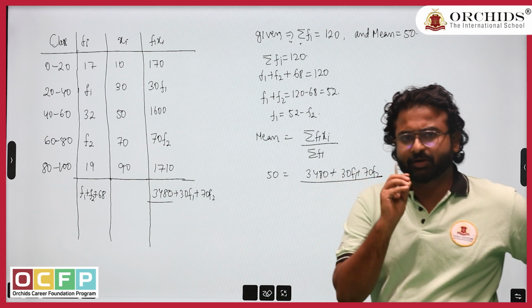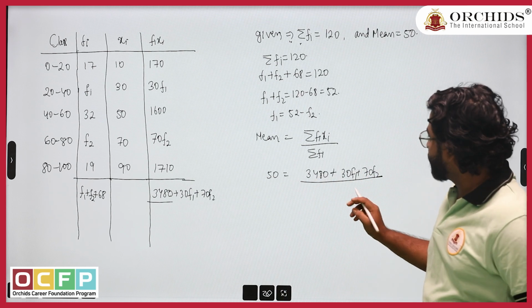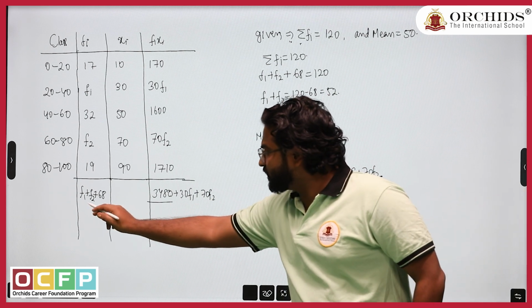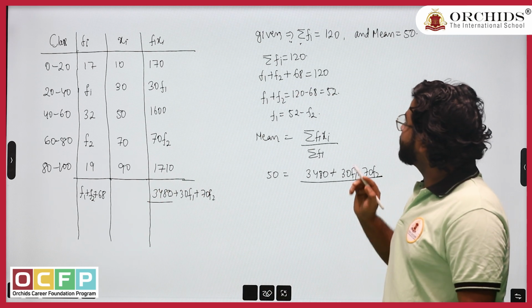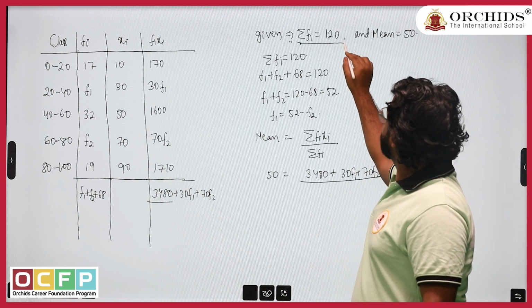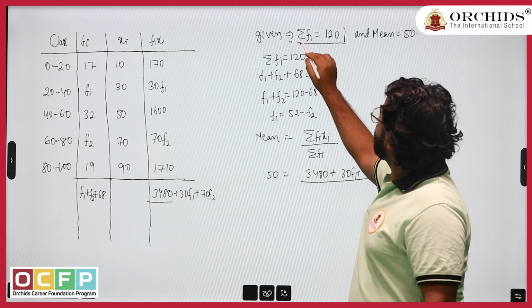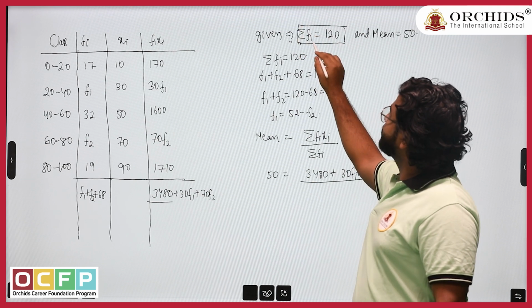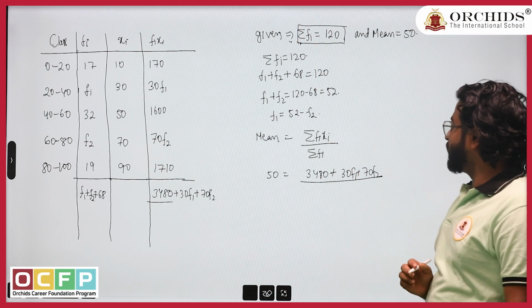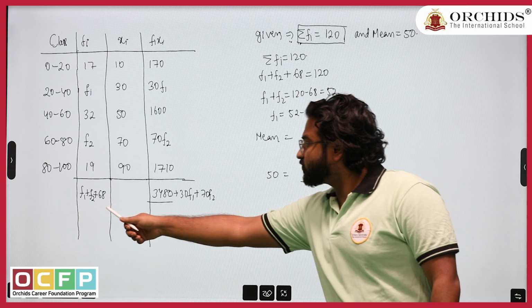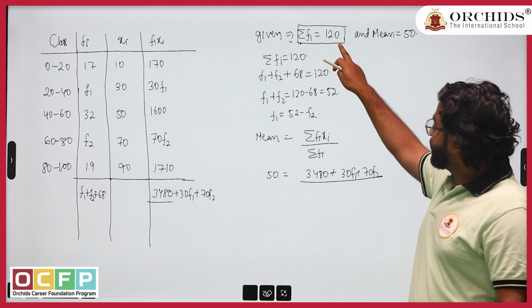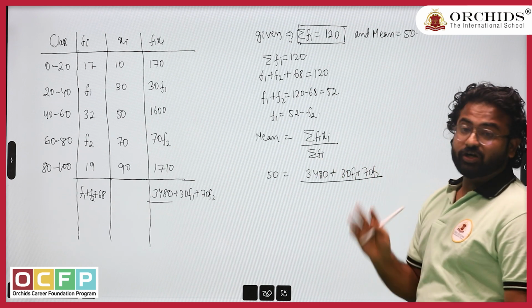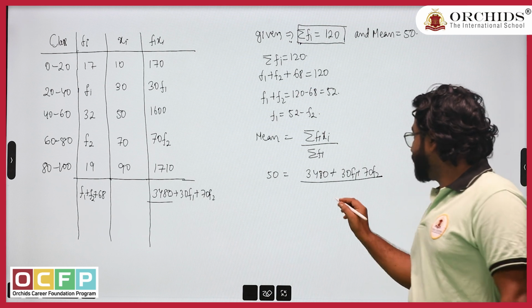Now there is no need to write f1 plus f2 plus 68. Sometimes students get confused that sigma fi is f1 plus f2 plus 68, but try to understand, in the question it is already given that sigma fi is equal to 120. So why put this one? It will become so complicated. Keep in mind that here for sigma fi we are going to put 120.